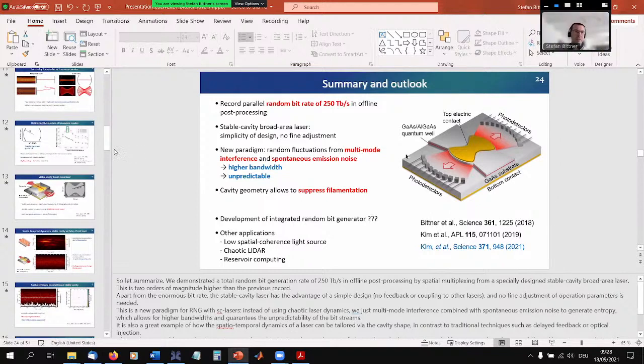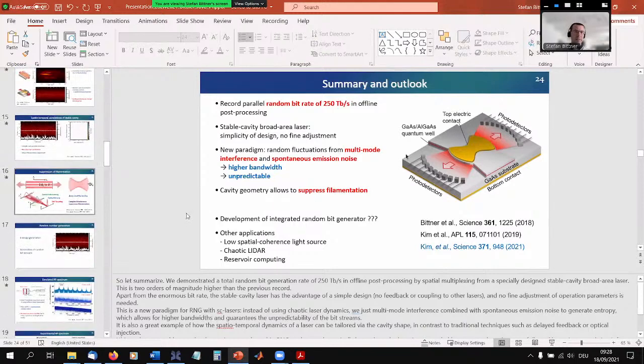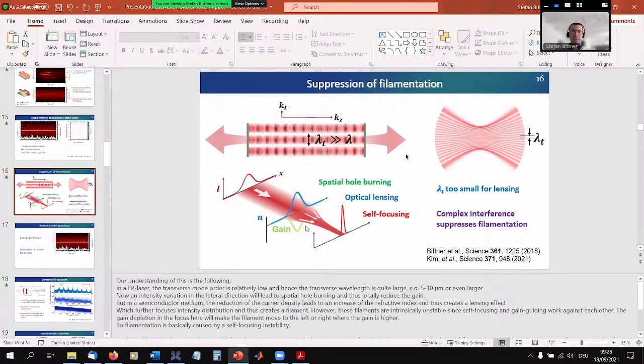Yeah, that's exactly the process here. So that is what I described. The anti-guiding factor is, as you know, a measure for the coupling between the gain, the carrier density, and the real part of the refractive index. In these broad array devices, this has the effect that the spatial hole burning, or the local gain reduction, leads to an optical lensing effect. So these filaments are a self-focusing instability caused by the carrier-induced index changes described by the anti-guiding factor.